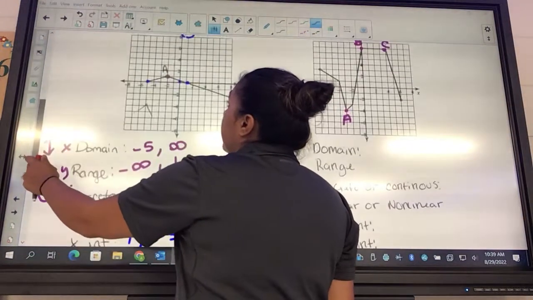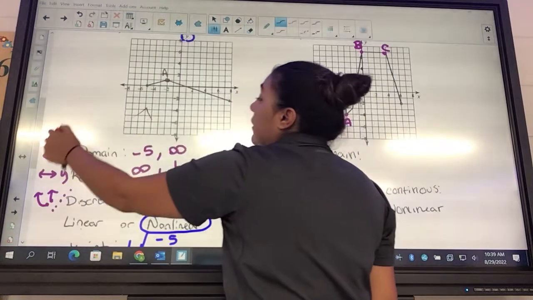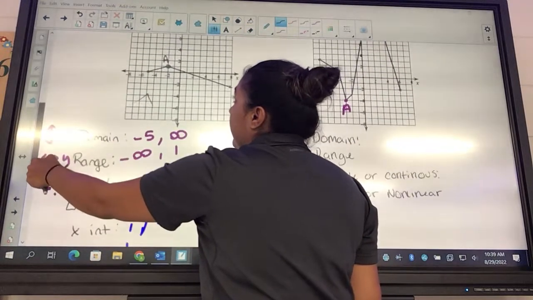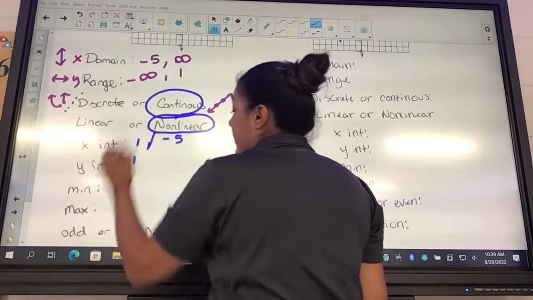Okay? Is there any minimum points? No. What is point A? Max. Yeah, so you're going to put the A here where there's a max.